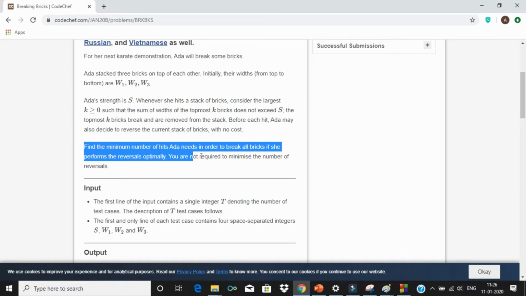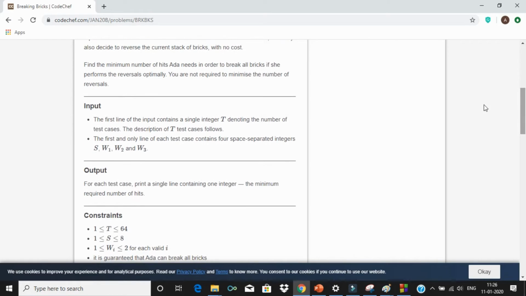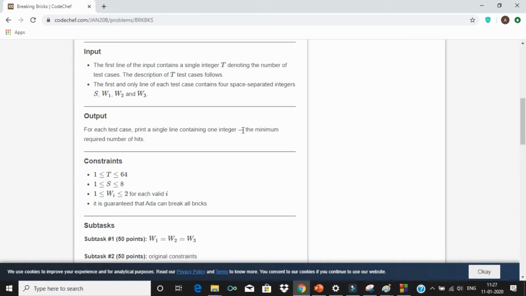You are not required to minimize the number of reversals. We don't want to minimize the number of reversals, we want to minimize the number of hits that Ada makes. And the input for this problem you can see here. There are t test cases, and in each test case there are 4 space separated integers. Capital S is the strength of Ada, and W1, W2, W3 the widths of all the bricks from top to bottom. In output we want to find the minimum required number of hits.